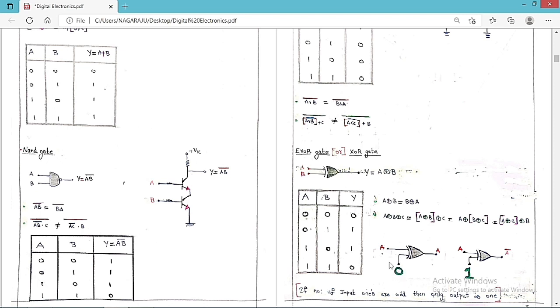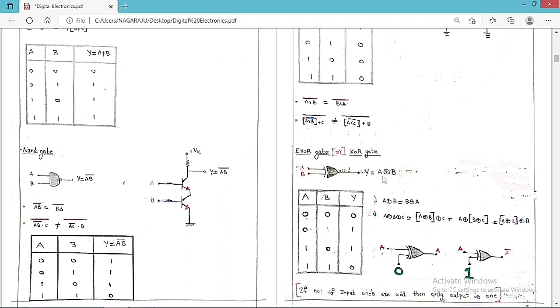Suppose you can see clearly, if one of the inputs is A and the other input is 0, then what is going to happen? If A is equal to 1, then 1 XOR 0 is nothing but 1. If A is equal to 0, then 0 XOR 0 is again equal to 0. So whatever the input A, the same thing we are going to get. The output is also equal to A. If A is 1, the output is 1; if A is 0, the output is 0. So if one of the inputs is A and the other input is 0, then the output is always equal to A for this XOR gate.